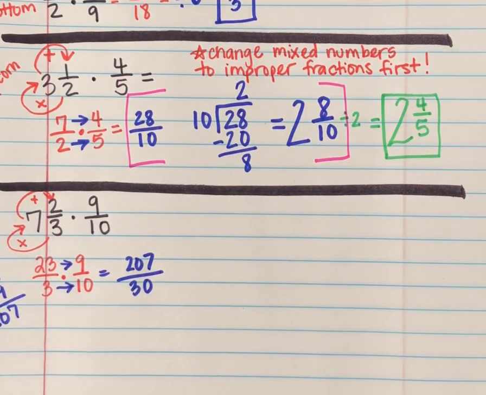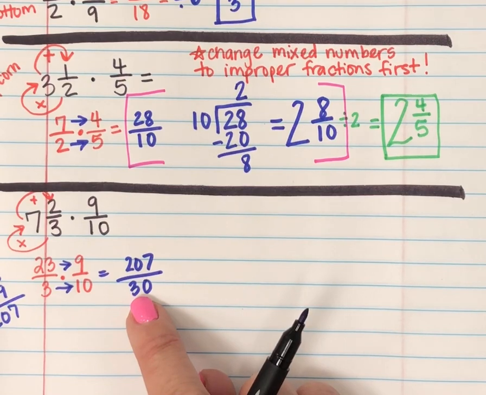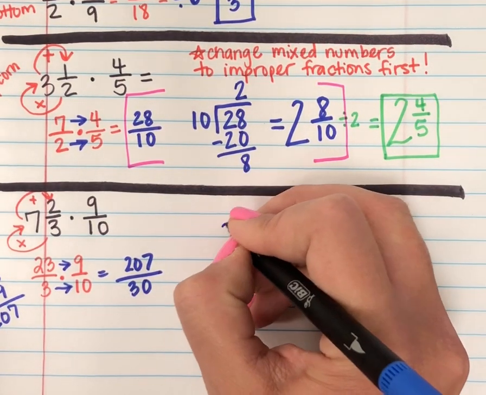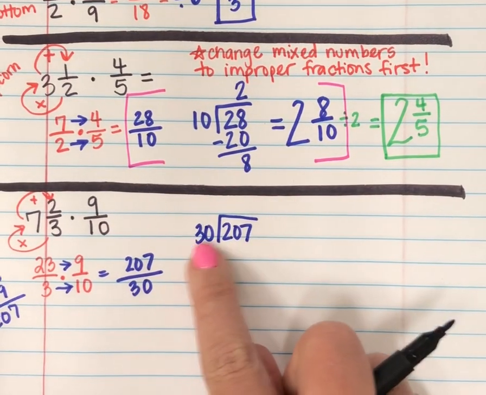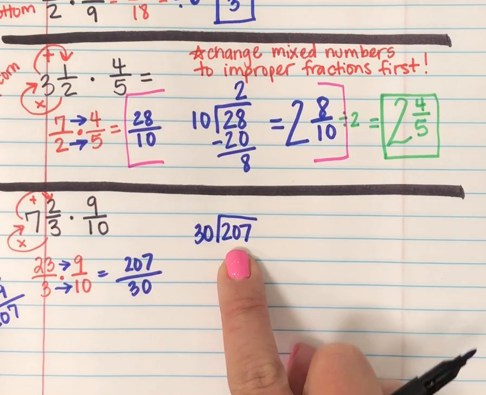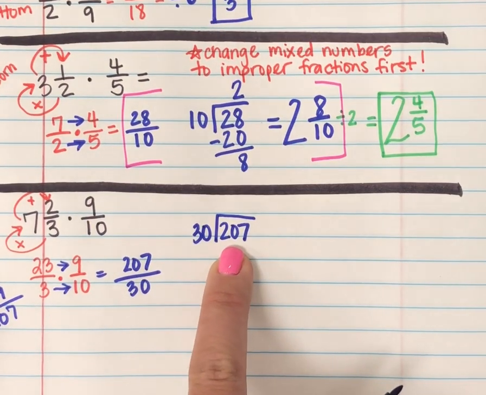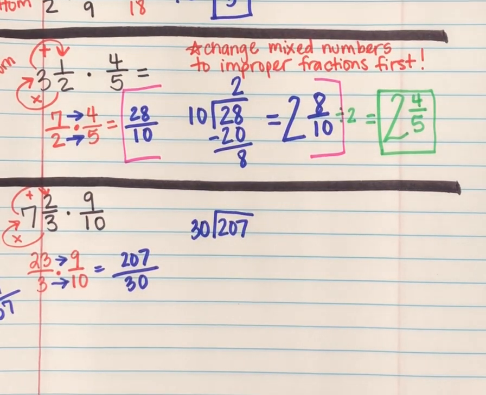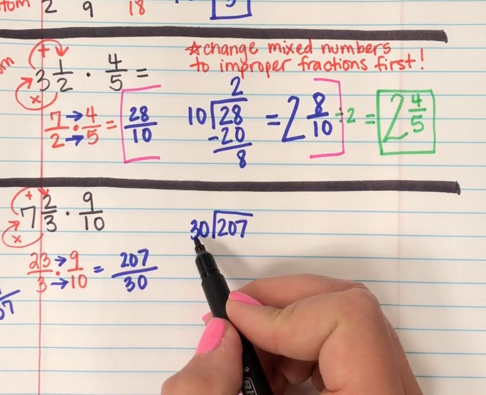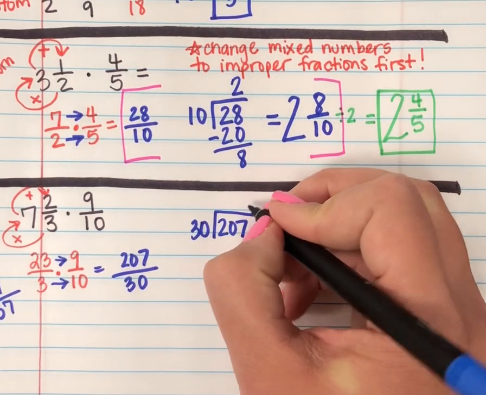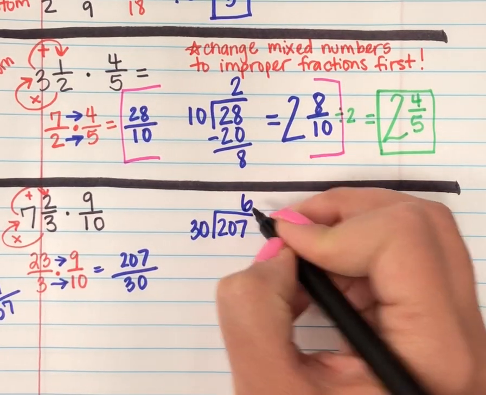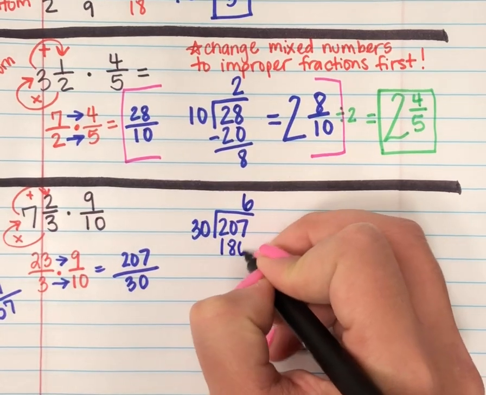Okay, again, the same situation, we have an improper fraction that we need to change to a mixed number. So we're going to do some division, some top in, bottom out. So 30 goes into 207. I don't know how many times 30 goes into 207 off the top of my head, so I might need to do some scratch work. I might just look at the 3. So I know that 3 times 6 is 18, which is pretty close. So that means 30 times 6 is 180.